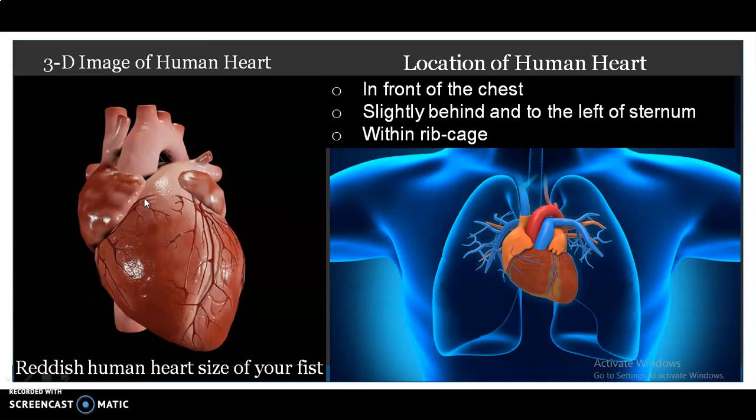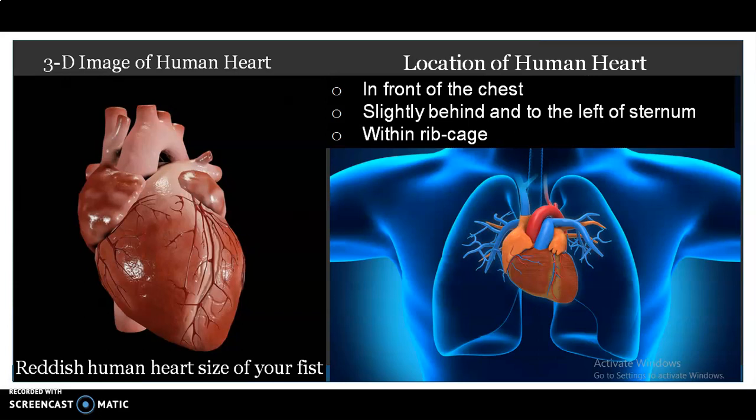When we look at a real heart, then that is bright red in color. But because it's an image, so it appears to be reddish, but not very bright. Then the next thing is we should know where is the heart located in our body.